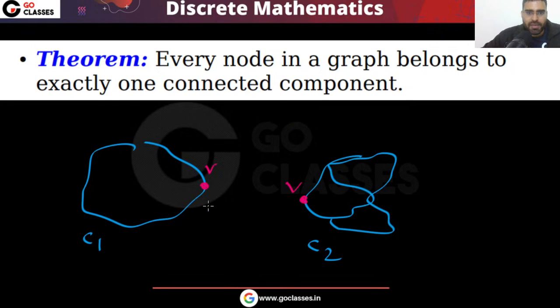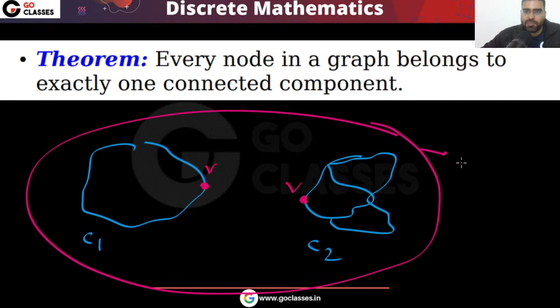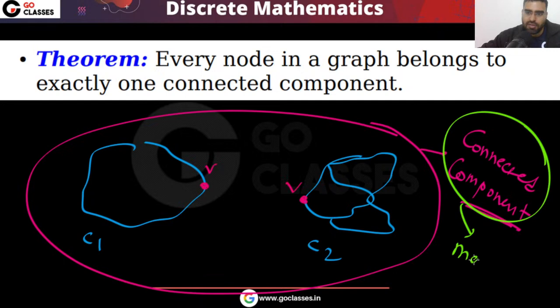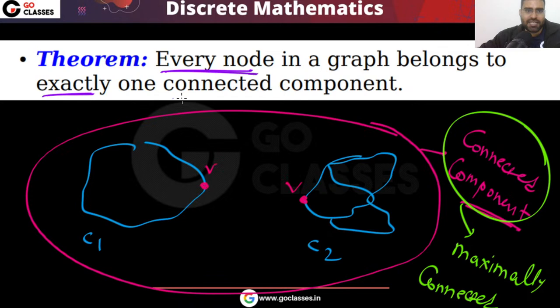Because basically what is happening now, you can notice that it is something like this. So if V is here also, it simply means from here you can go to here. So it simply means this will be the connected component. So every vertex will belong to exactly one connected component. Is this clear? Yes or no? Because a connected component is maximally connected. So you can easily see that every vertex will belong to exactly one connected component. Okay, very intuitive. Now let's move on.